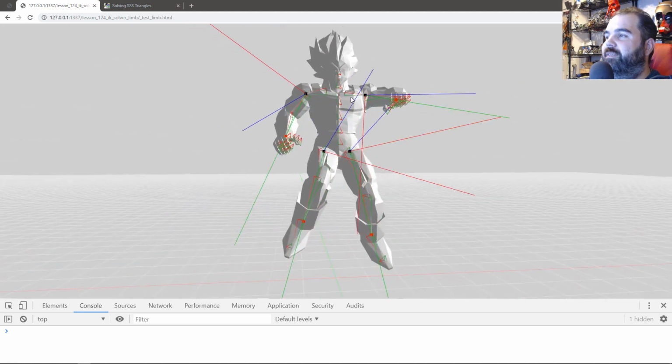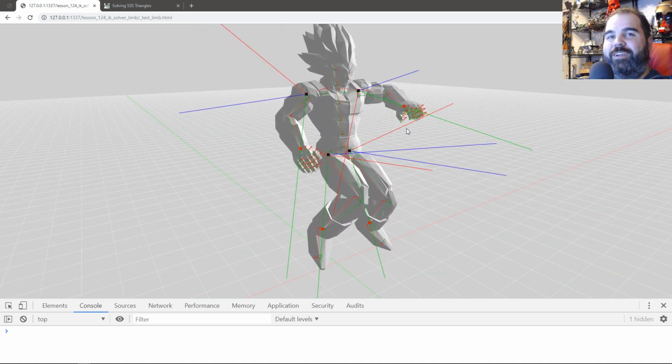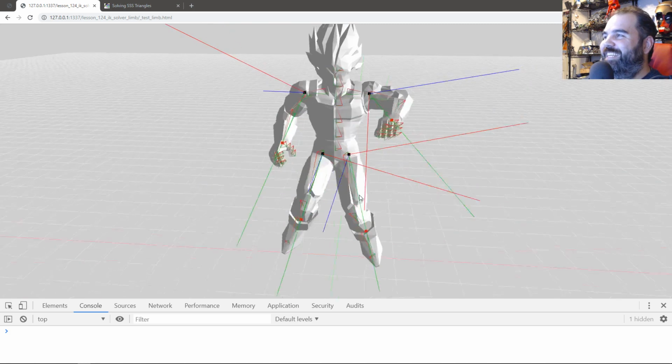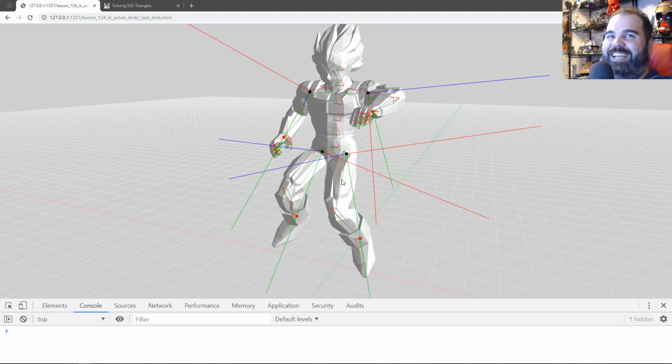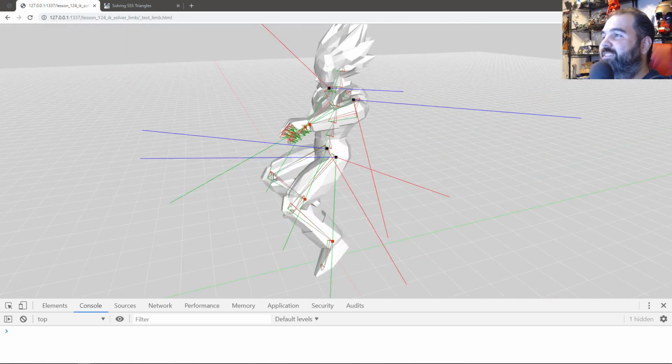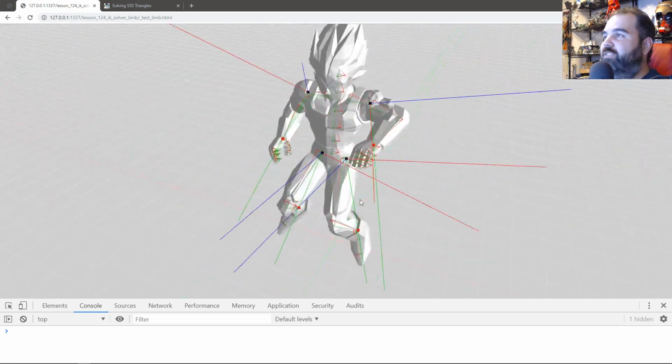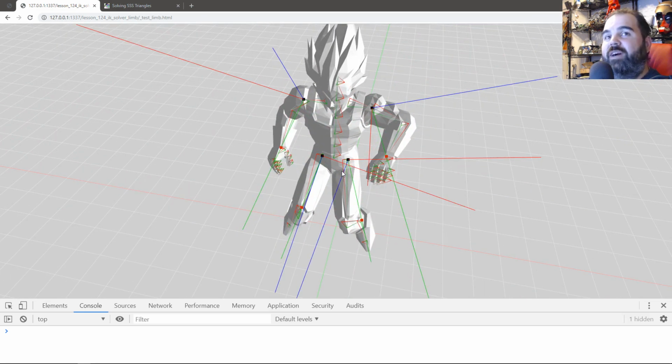Ta-da! I was thinking about figuring out if I could do an IK for Final Flash, because his leg is already kind of in that position anyway. But I don't feel like sitting there figuring out the end effectors and where the elbow needs to go. But like I said, if you can define the end effector and just define the direction where you want your elbow to be, then you can make these poses very easily.